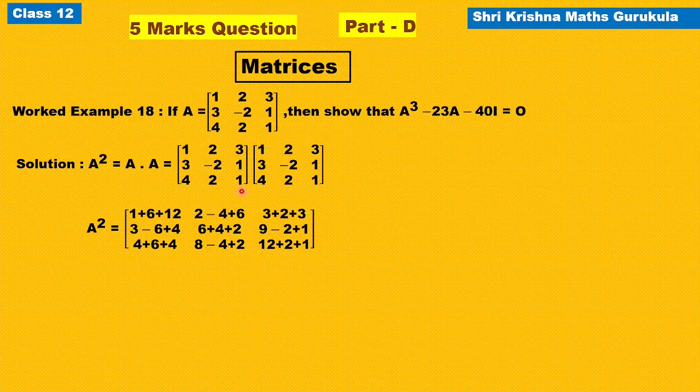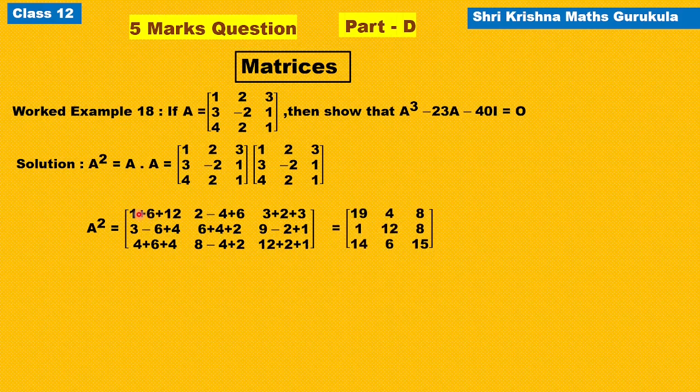Now we are considering third row and first column. That is 4 into 1 is 4. Then 2 into 3 is 6. Then 1 into 4 is 4. Now third row with second column. 4 into 2 is 8. Then 2 into minus 2 is minus 4. 1 into 2 is 2. So it is 8 minus 4 plus 2. Then third row, third column. 4 into 3 is 12. Then 2 into 1 is 2. 1 into 1 is 1. So it is 12 plus 2 plus 1. So when we simplify this, we get A square.